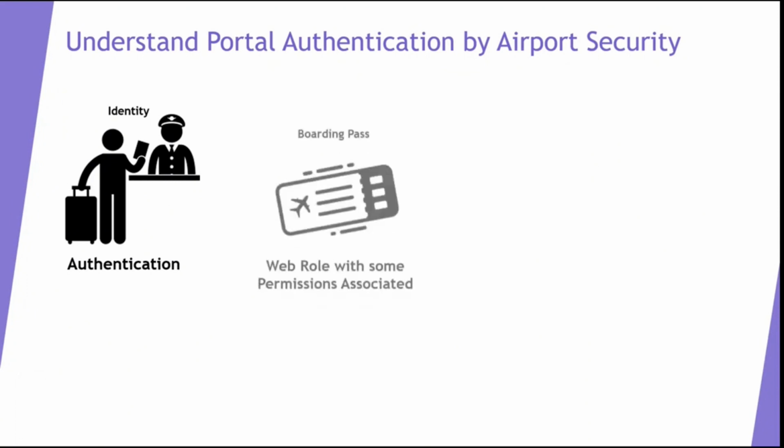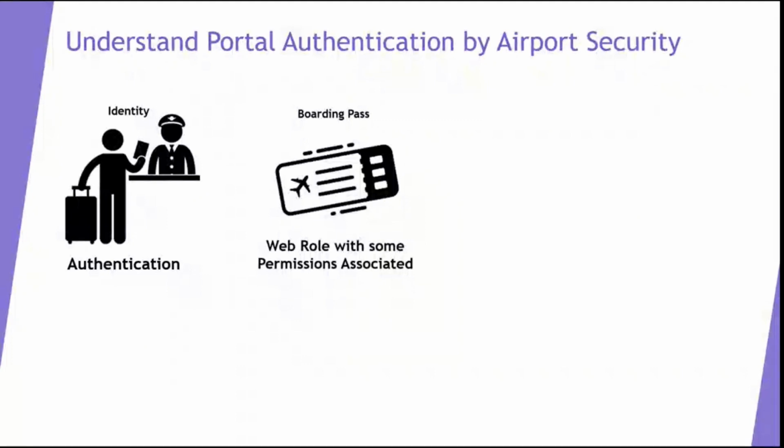The second thing is that once you enter the airport, you get the boarding pass, right? That boarding pass acts as a web role, with some permissions associated with it. Having the boarding pass doesn't mean that you have access to all the features or facilities of the airport. There are certain conditions and permissions associated with it. You can go to the food court, you can go to the boarding gates, and you can board the flight. These are all the permissions associated with your boarding pass.